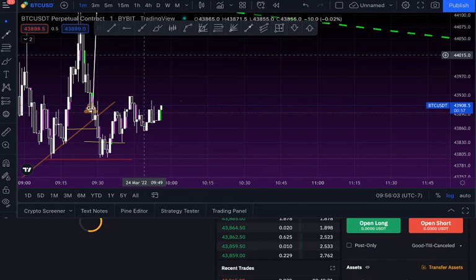I'm just checking the footprint charts for various exchanges. I want to see buyers step in, orders come in. FTX looks to be defending 43.9. Binance, not. Oh, they're buying quite a bit at these highs. See if it continues to push.